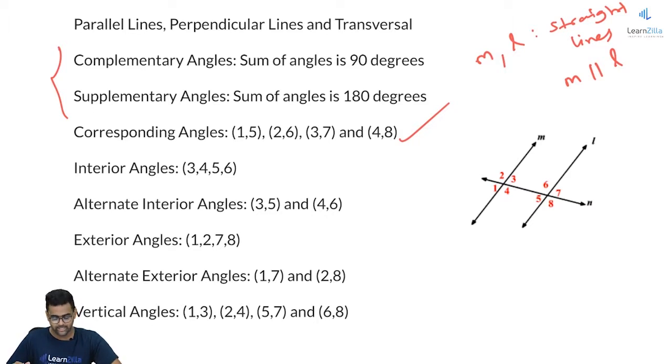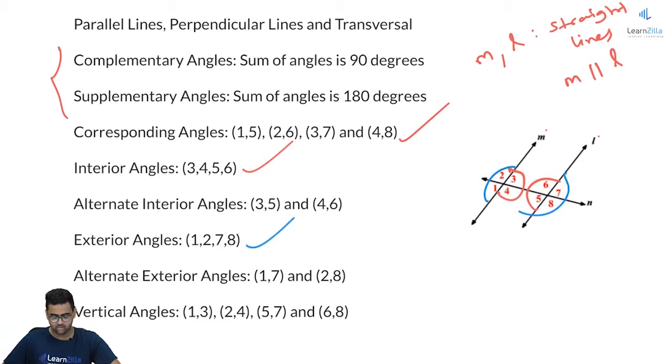Now let me look at the interior angles. By definition these are the angles which are in between both the lines on either side of the transversal. This is my line M, this is my line L. These two angles and these two angles, 3, 4, 5 and 6, all of them are my interior angles. Straightforward. Similarly, angles 1, 2, 7, 8 are on the other side of the transversal, outside the lines. So these are my exterior angles.